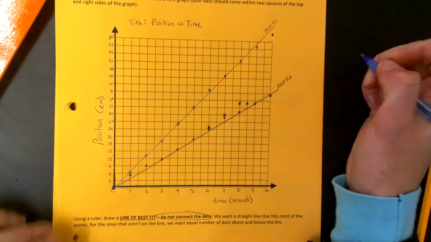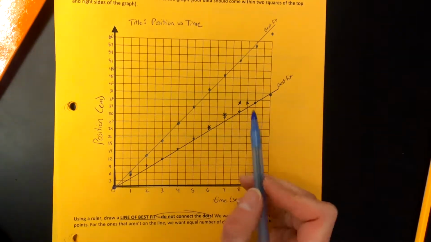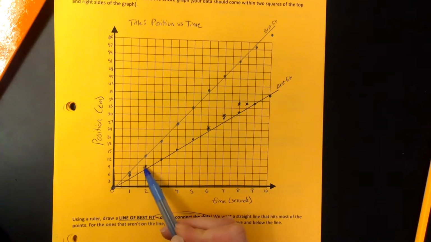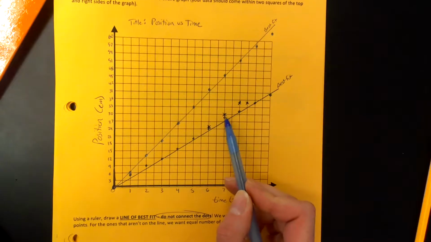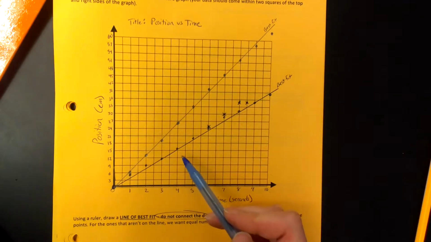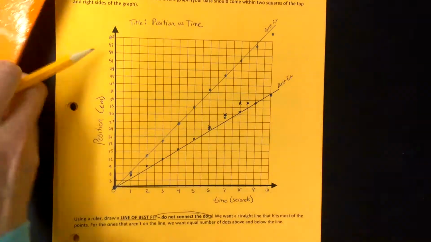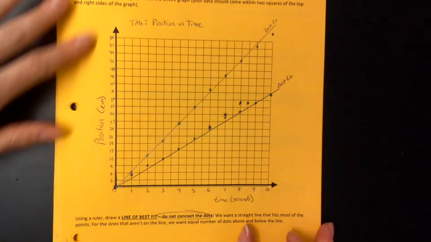Again, I'm not trying to connect the dots. I don't really care exactly how many of my dots are on the line. If I did a really good job, then the same number of dots above the line would also be below the line. So maybe this blue one isn't pretty good, but this pencil one's not too bad. So that I've got an idea of what's going on here.